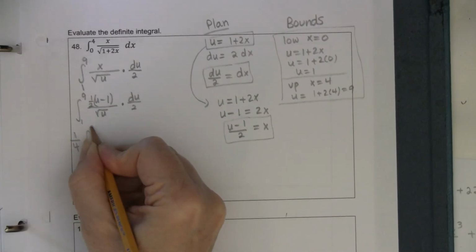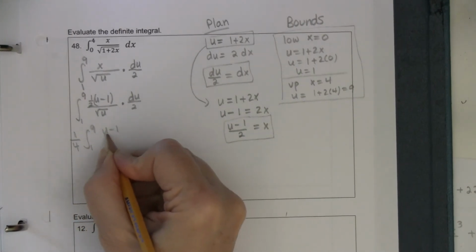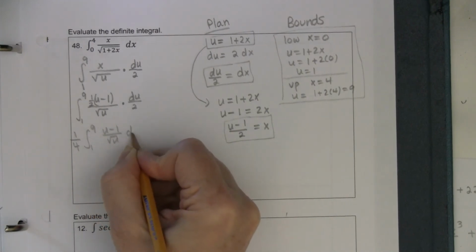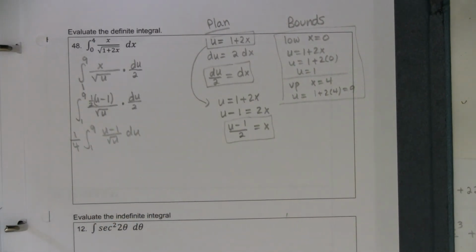1/4, integral from 1 to 9 of u minus 1 over the square root of u du. And I am going to run out of time, and so I'm going to do problem 48. I'm going to let you, because it's going to go into a second video, see if you can finish problem 48 here. And in the next video, I'm going to start problem 48 again, just so that it starts on a good note. And so you can go forward in the video if you like, and see if you got the right answer.